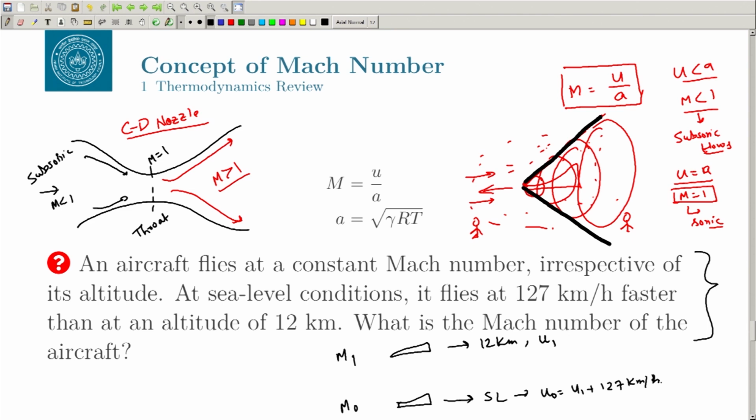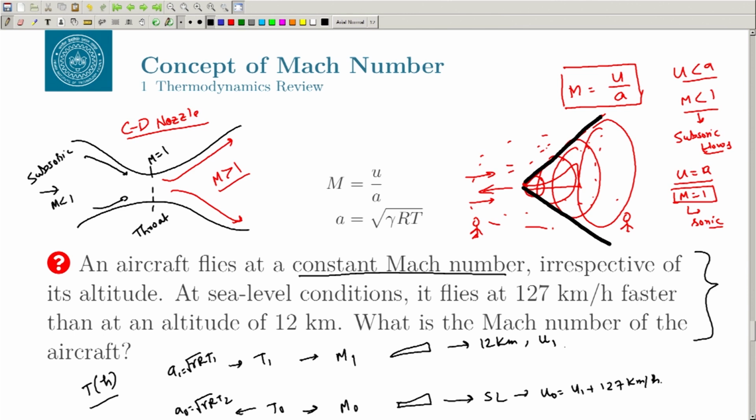So, the question is what is the Mach number of the aircraft. You can use the atmospheric table, which will give you how temperature varies with height. So, you know the temperature here T0, and you know the temperature at height 12 kilometer, which is T1. You can calculate the speed of sound, A1 equal to square root of gamma R T1, and here you can calculate A0, which is square root of gamma R T0. Now, it says that the aircraft flies at a constant Mach number, so that means M1 equals M0.